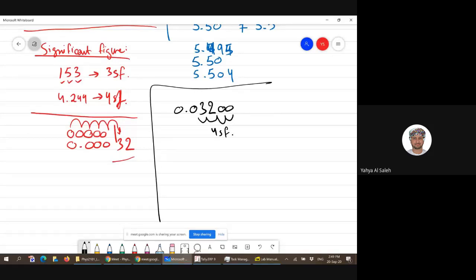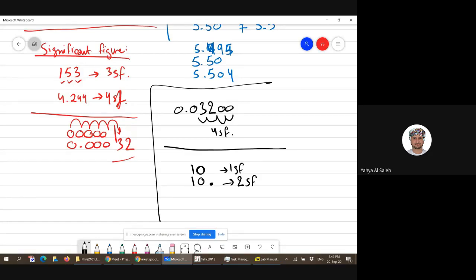Now, the last rule is zeros after a significant figure only count if we have a decimal point. So this is still 1 SF. This is 2 SF. Why? Because for this number, the first one on the top, I still don't know the accuracy to more than 1 significant figure.